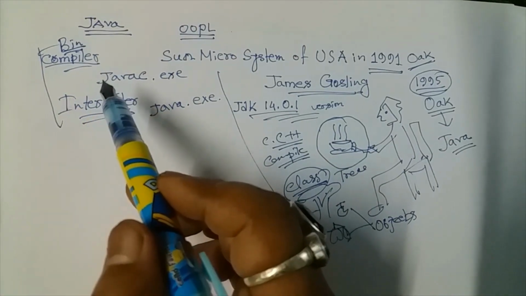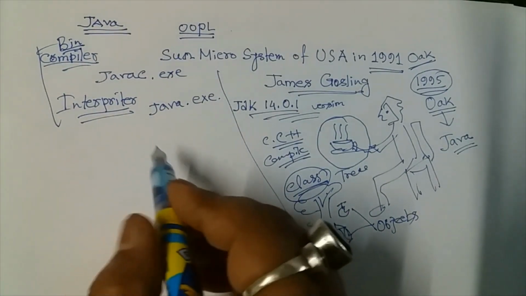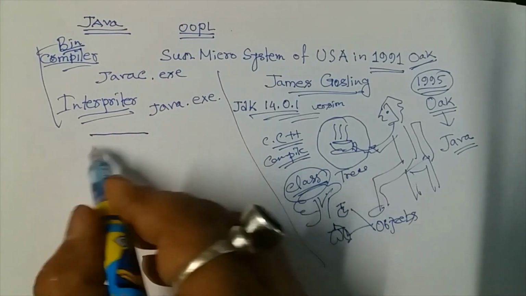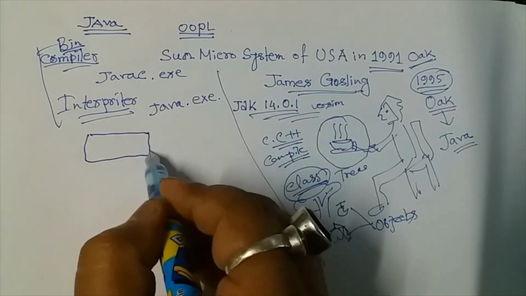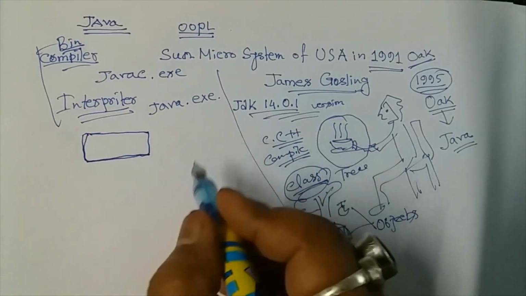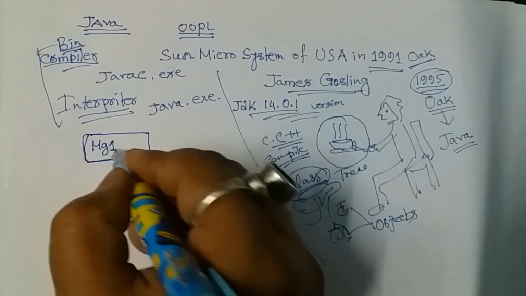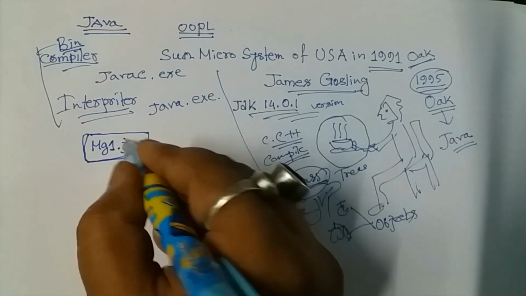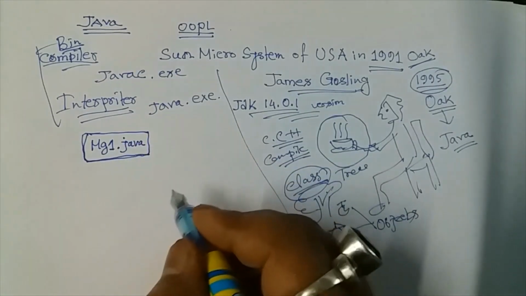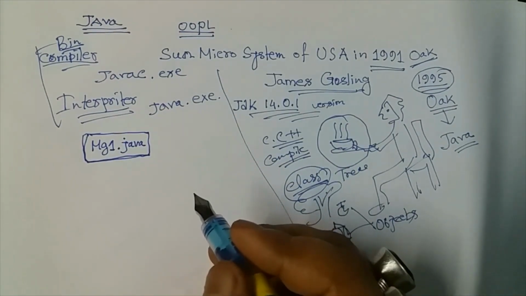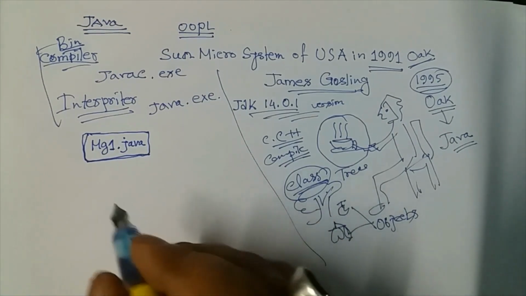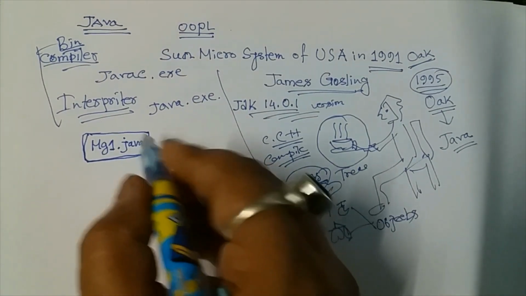Let's start a program. Suppose I write a source code here. This is source code. The file name is, suppose, mg1.java. The extension of a Java program is .java. This is source code.